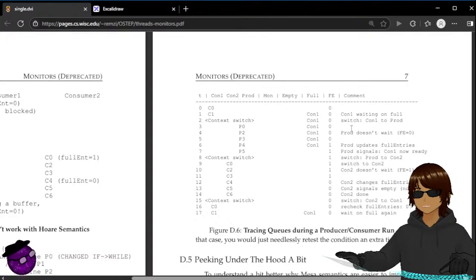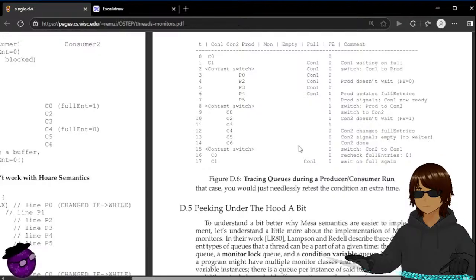Producer, so producer waits, condition 1 waiting on full, switching condition 1 to producer. The producer updates full entries, the producer signals, condition 1 is now ready, switch. Now we switch here. Consumer 2 changes full entries, consumer 2 signals empty, consumer 2 done. Switch to 1, it rechecks full entries which is 0, and waits on full again.